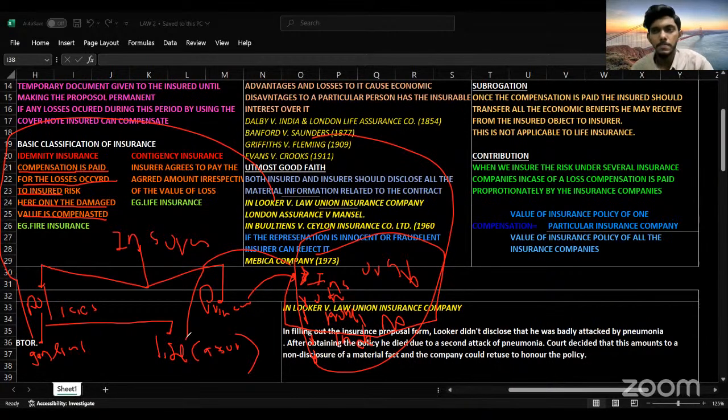Hope everything is clear. So what is contingency? Contingency means the insurer agrees to pay the full amount irrespective of the loss. The entire policy amount or the pre-agreed amount will be paid. The agreed amount is given, and the damage value does not matter. I think every part is clear there.